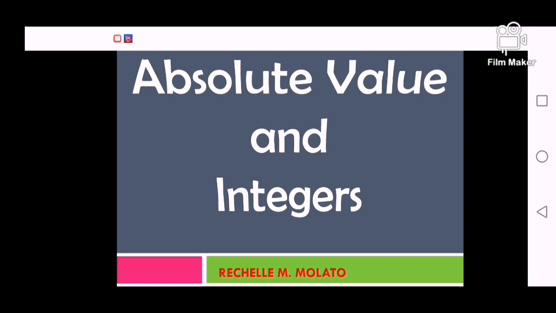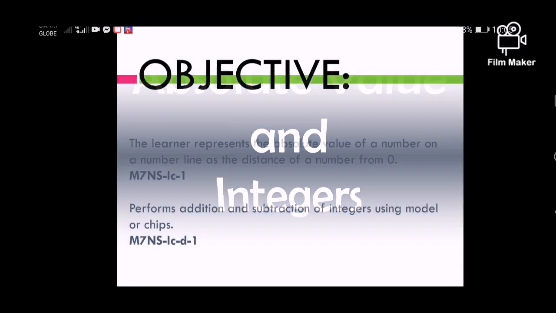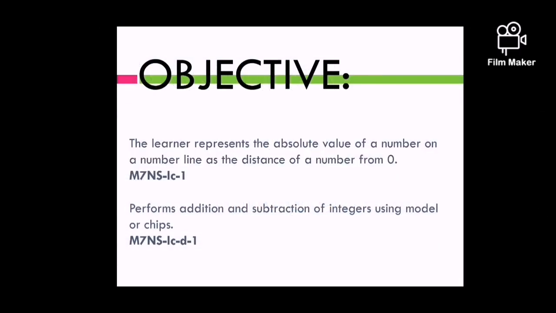Our topic for today is about absolute value and integers. Our objectives are: the learners represent the absolute value of a number on a number line as the distance of a number from zero, and perform addition and subtraction of integers using models or chips.